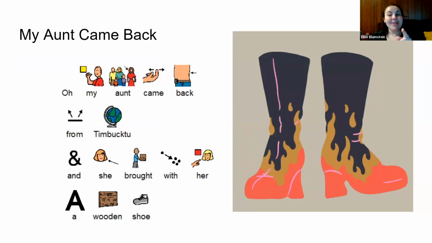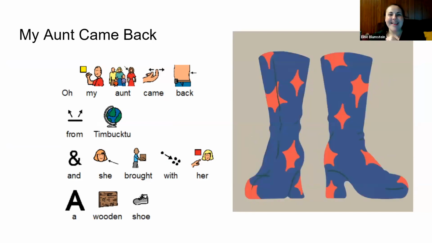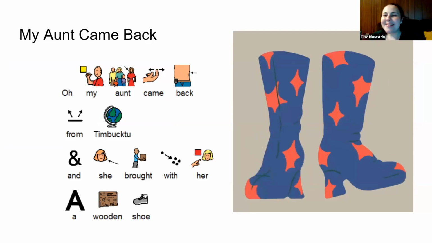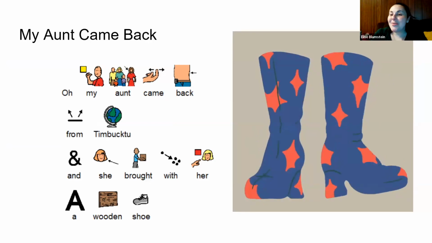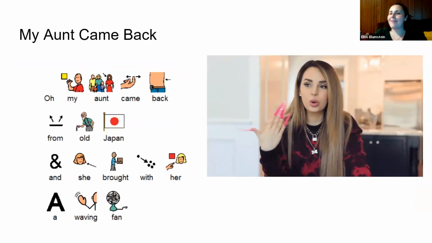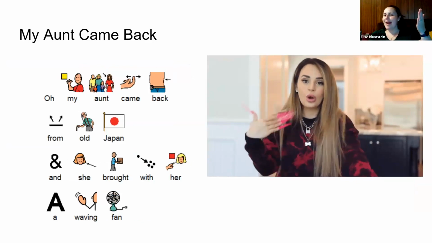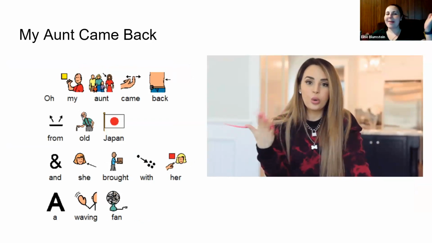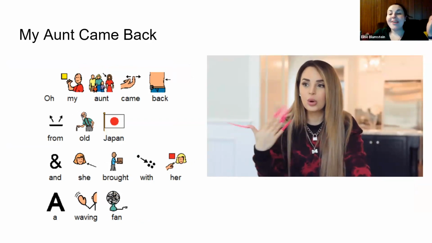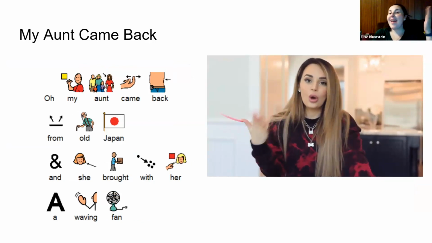So we see our shoe here is keeping time for us. Oh, my aunt came back from Timbuktu, and she brought with her a wooden shoe. And then I'll say, okay, let's see what's coming next. I've got my fan. Can everybody get their fans out? Ready? Here we go. Oh, my aunt came back from old Japan, and she brought with her a waving fan.